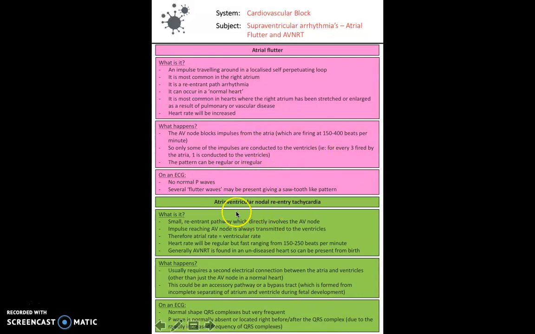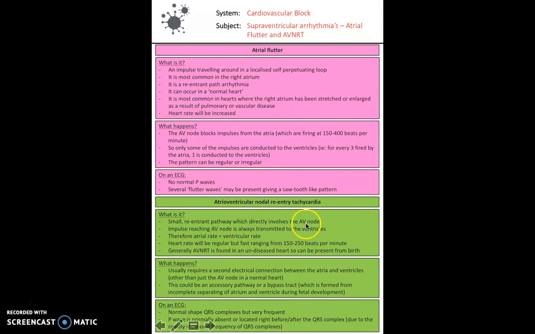Atrioventricular nodal reentry tachycardia is a small reentrant pathway which directly involves the AV node. So an impulse which is reaching the AV node is always transmitted to the ventricles, and as a result the atrial rate is the same as the ventricular rate. Now, as we've said, the atria are firing at around 150 to 400 beats per minute, and therefore the heart rate will be regular but actually extremely fast at between 150 and 250 beats per minute.